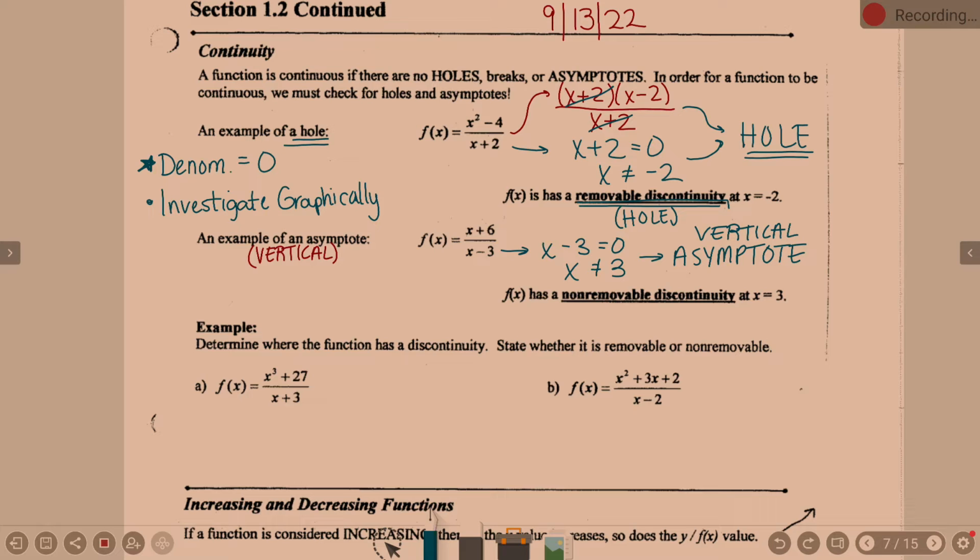And vertical asymptotes are non-removable discontinuities. Okay, non-removable discontinuities are what vertical asymptotes are. Okay, know the difference here. Know the difference.